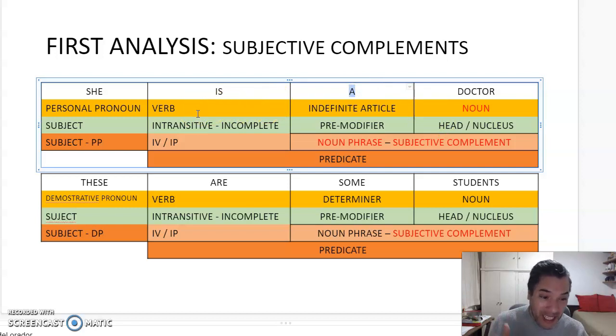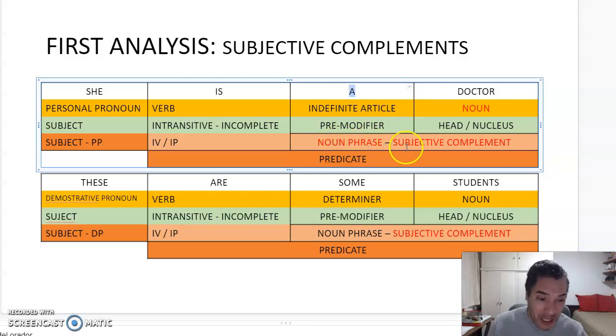Remember that in English we need to say she's a doctor. We need to include a pre-modifier in this specific case because we need to tell how many doctors we have, only one or many. So, a doctor is also a noun phrase. Can you see? Noun phrase. And this noun phrase is the category analysis.